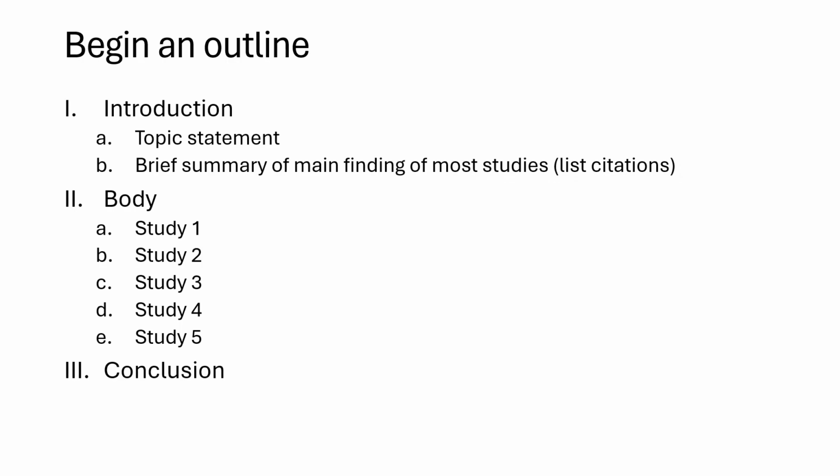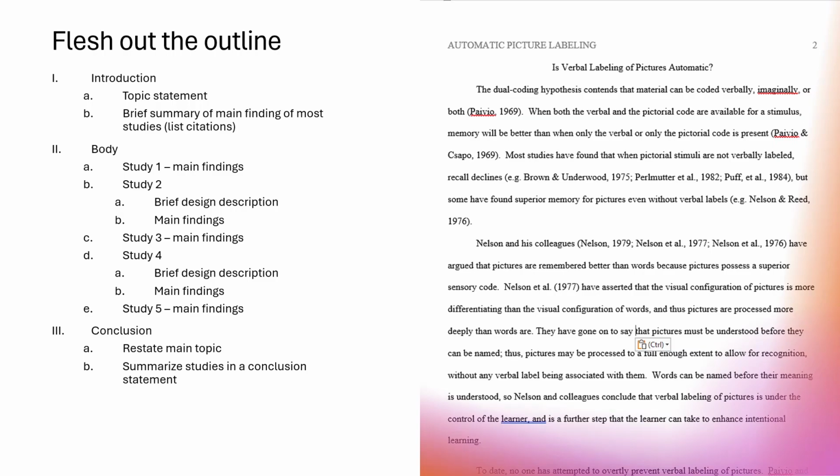So let me give you an example of a paper. A lot of times these ideas make more sense when I break it down in a real example. So here we have a paper that is titled, "Is Verbal Labeling of Pictures Automatic?" So, do you automatically label pictures with words is another way of saying it. So notice the topic sentence: the dual coding hypothesis contends that material can be coded verbally, imaginally, or both. Clear topic statement with a citation.